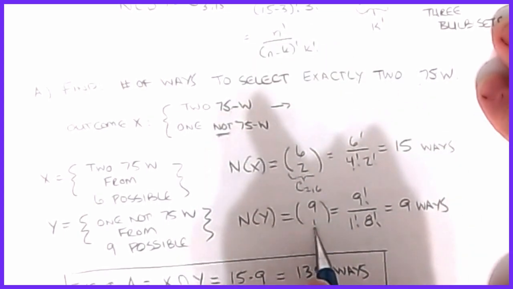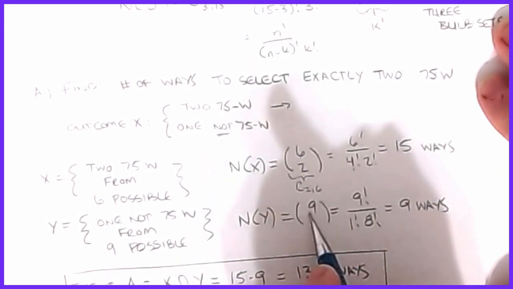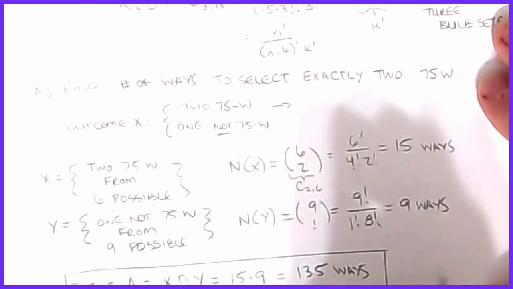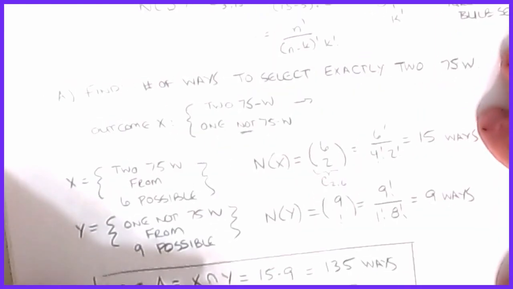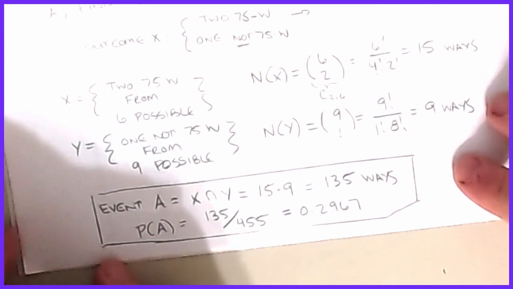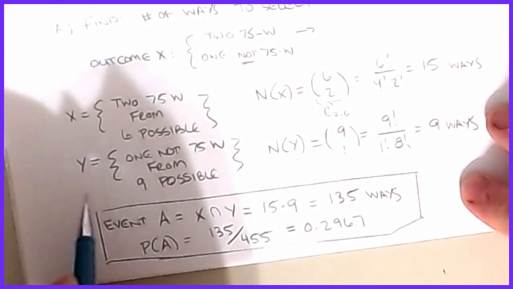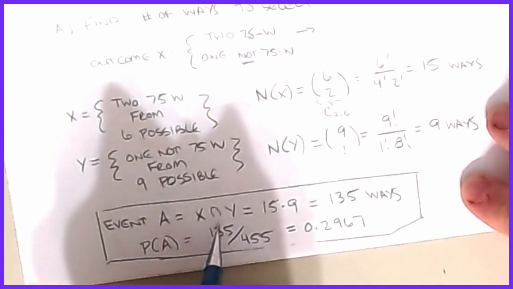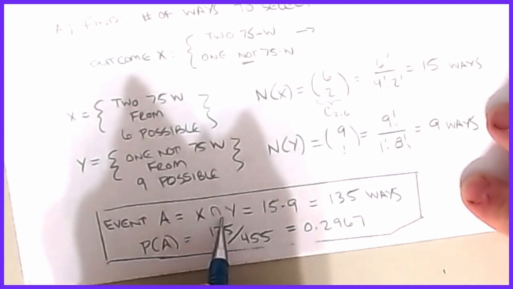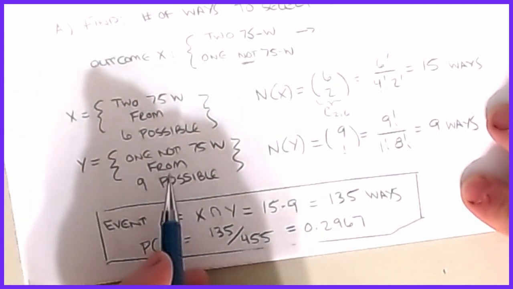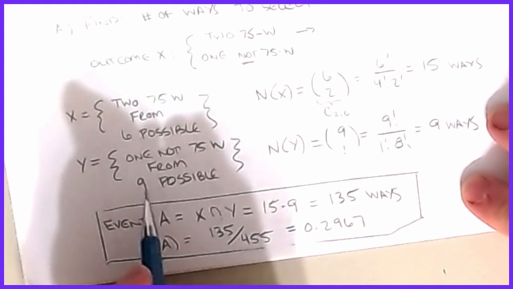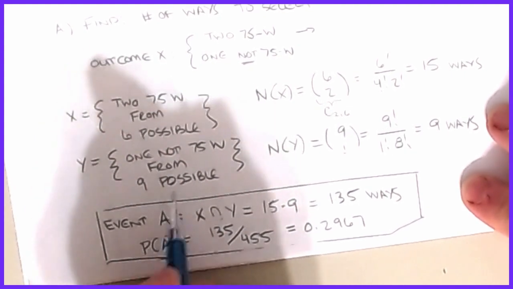A lot of times when you see a 1 on this, it's basically just the value of that top number because everything else cancels. So that's my 9 ways. Then if we define event A as the event where both X and Y are happening, that becomes an intersection of these two sets: 2 75s from 6 possible and, at the same time, 1 that's not.